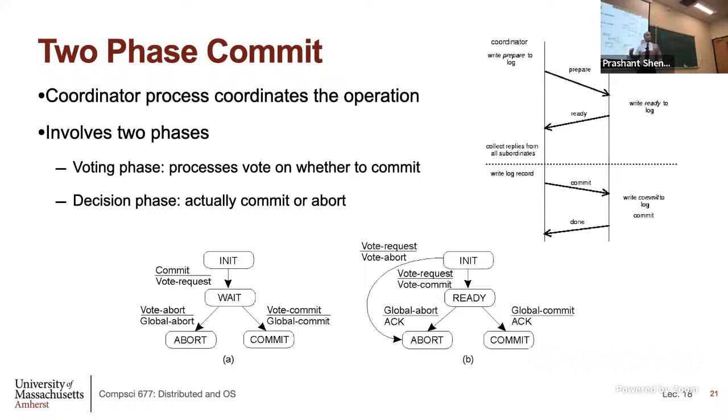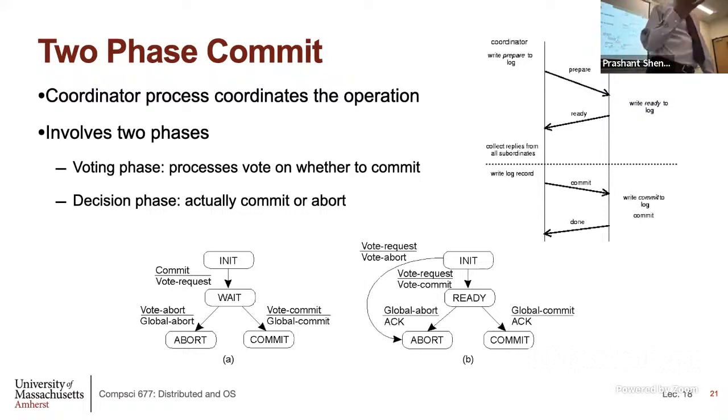If it gets a vote request and it votes to abort, you can make a direct transition to abort. You know what the outcome of that vote is going to be because you already voted to abort. But if you vote to commit, you go into a ready state and you wait, because you don't know what others have actually voted for. So you need to wait for the results of the election before you can decide what to do locally for your operation. If the coordinator tells you to abort, you abort. If the coordinator tells you to commit, you commit.